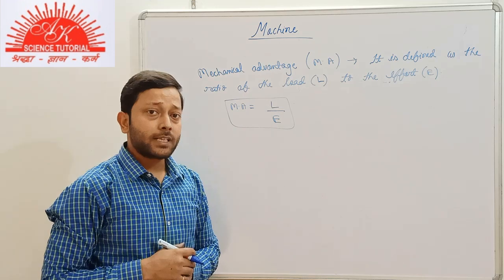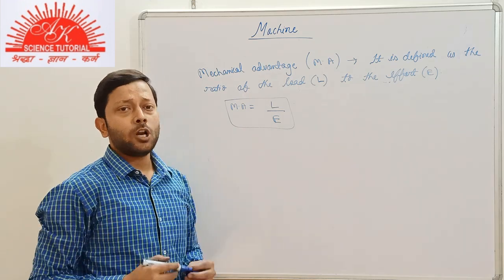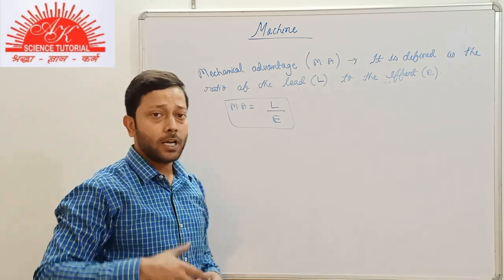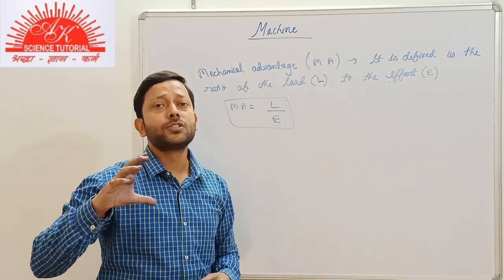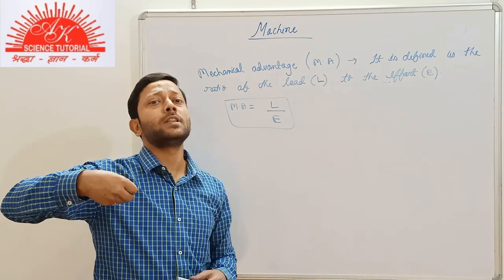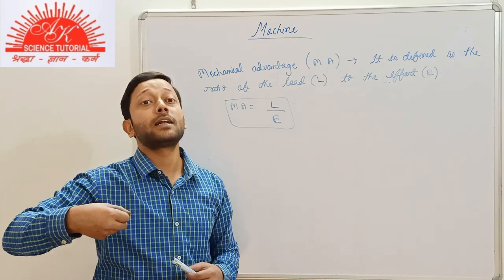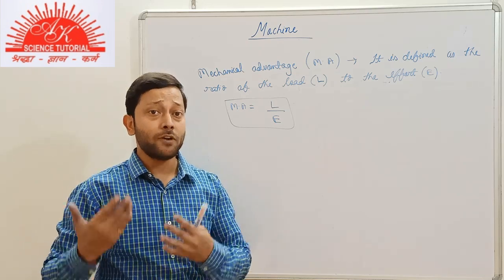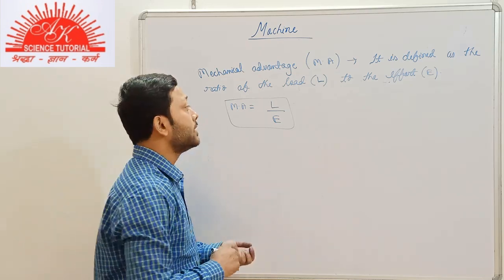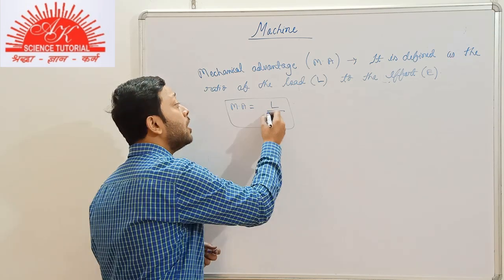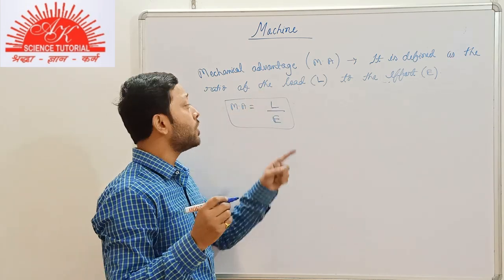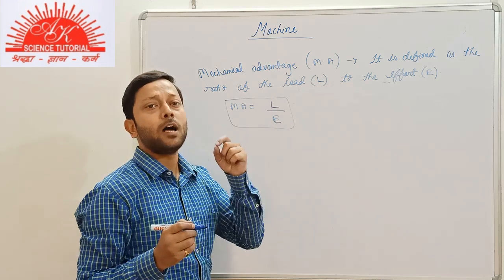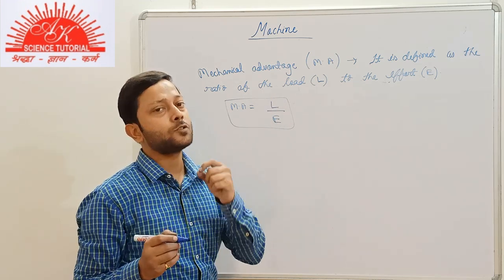If the load is greater and you apply a smaller force on the machine to overcome the load, as I told you earlier about the nutcracker, you apply a smaller force on the nutcracker, and it enhances, it increases, it multiplies your effort. As a result, you can overcome a larger resistive force, a larger load, by applying a smaller effort, a smaller force.